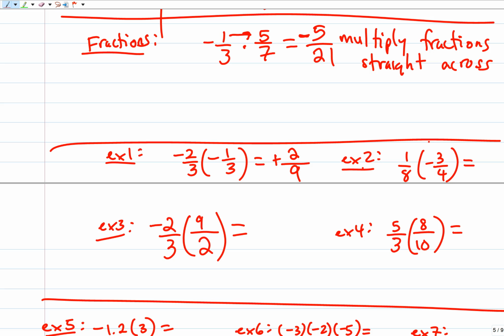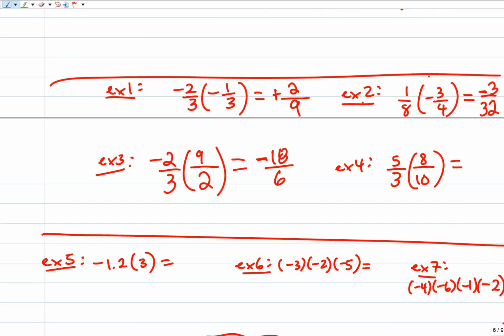Okay. Example 2. What is a positive times a negative? One negative makes it negative. 1 times 3 is? 8 times 4? 32. Very good. What's a negative times a positive? 2 times 9? 3 times 2? Ready for the next one?